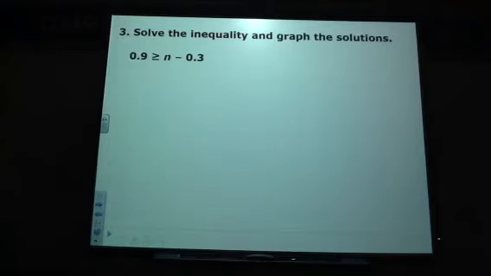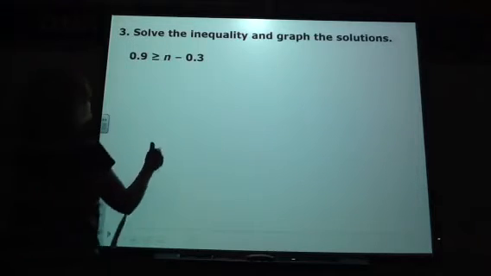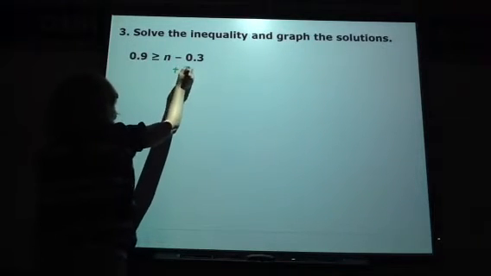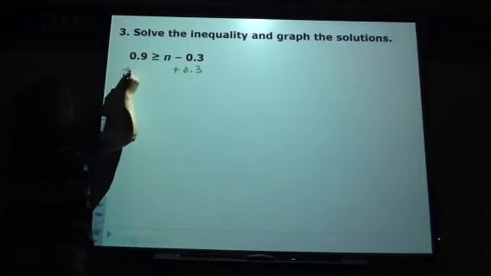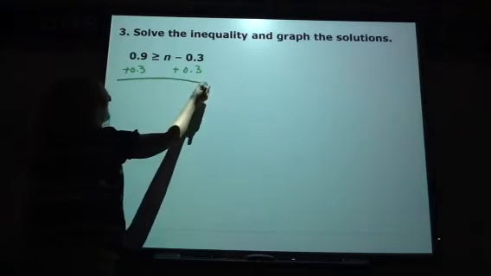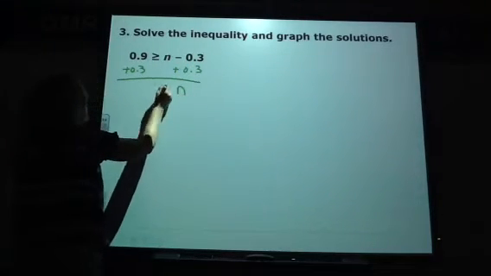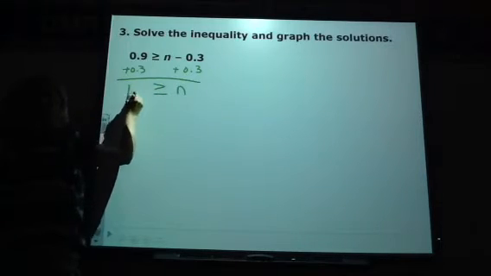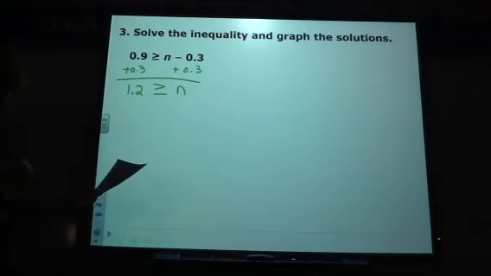Okay. Now what's different about this one is your variable is on the right side. So it's a little bit tricky when we graph it. But let's go ahead and isolate our variable. So inverse of subtraction is addition. This cancels out to n. Bring down your inequality symbol. And we have 1 2/10.